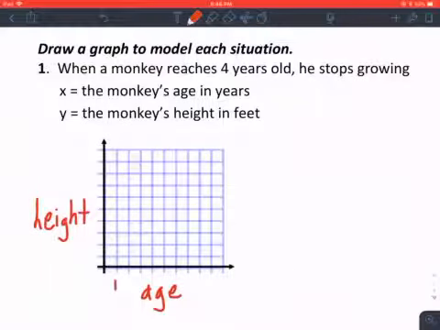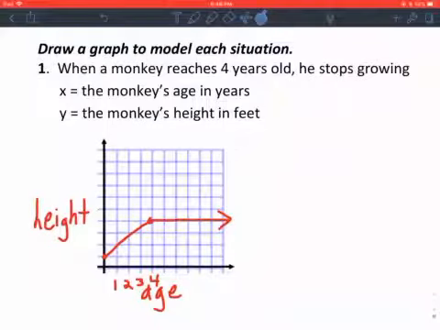So when the monkey is first born, let's say the monkey is this tall. When he reaches 4 years old, he stops growing. But up until 4 years old, he grows. But then when he reaches 4 years old, he stops growing and he stays the same height. So this would be a graphical representation for a monkey. When he reaches 4 years old, he stops growing.